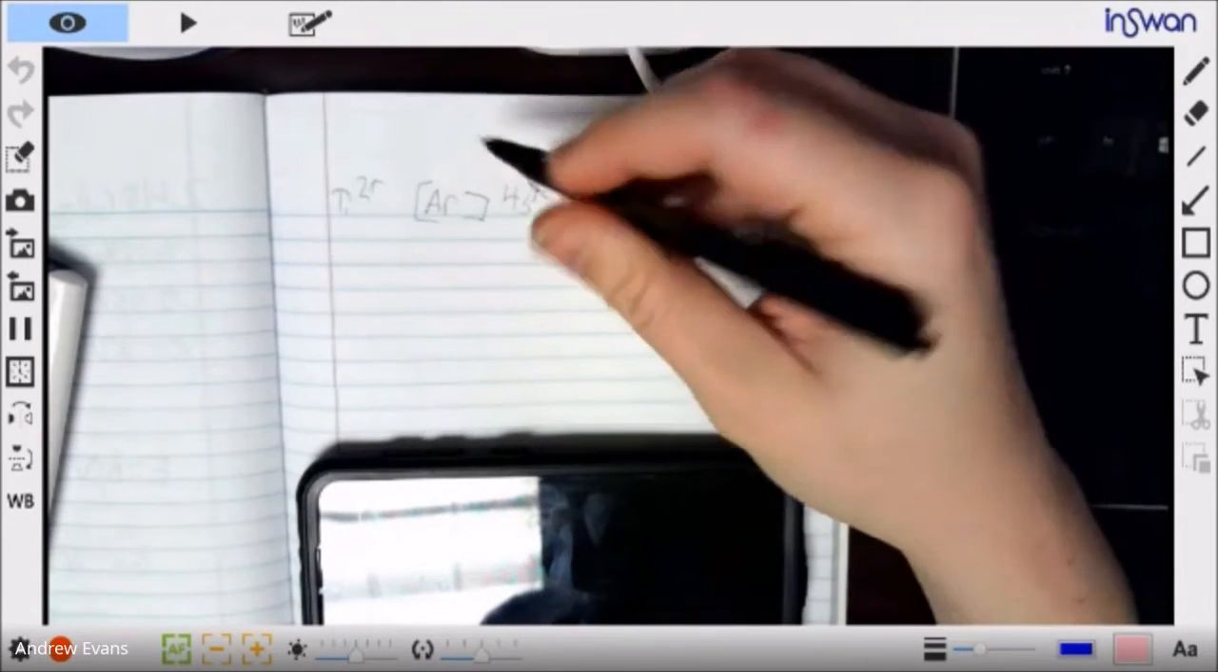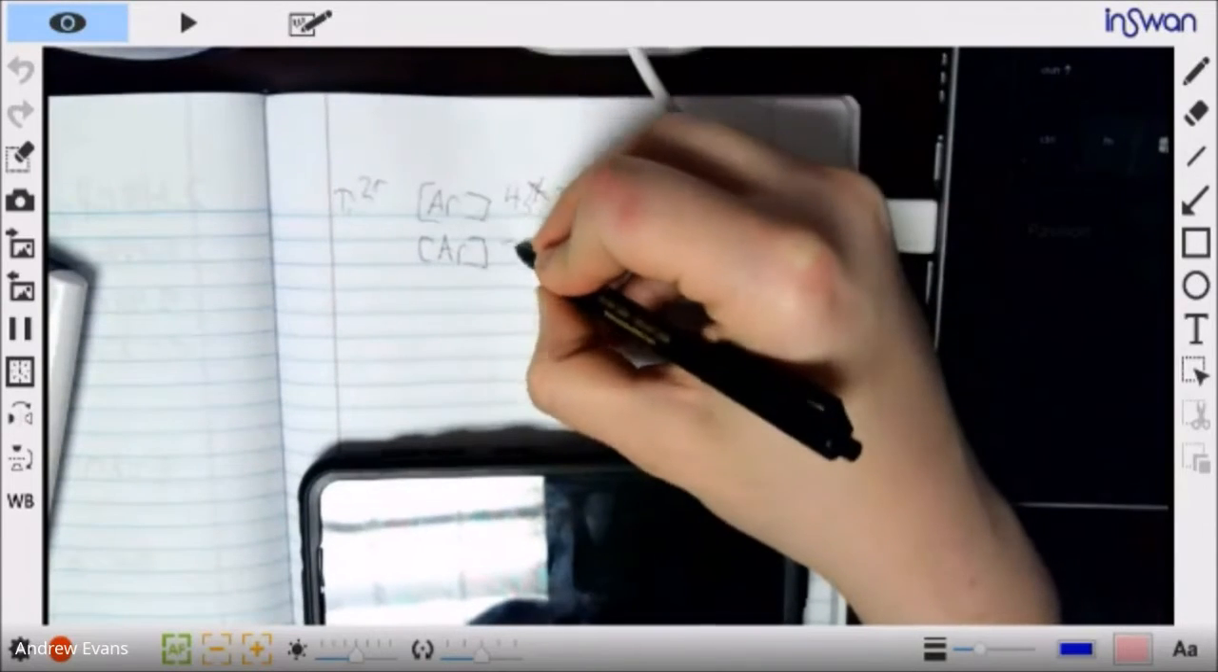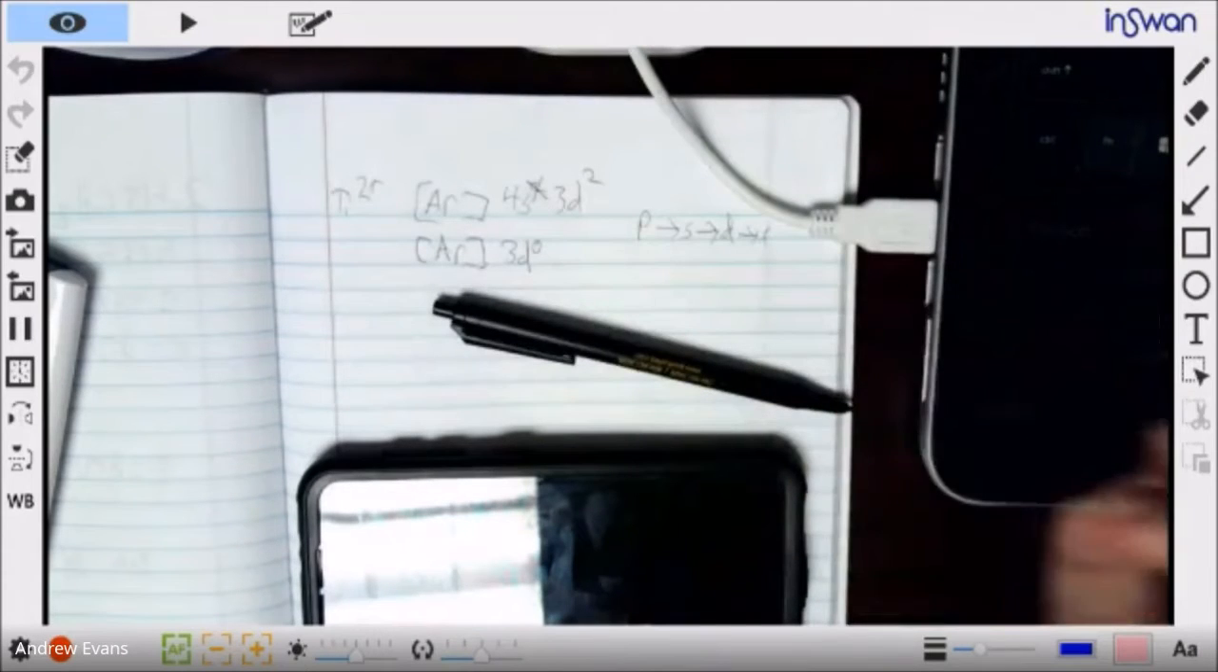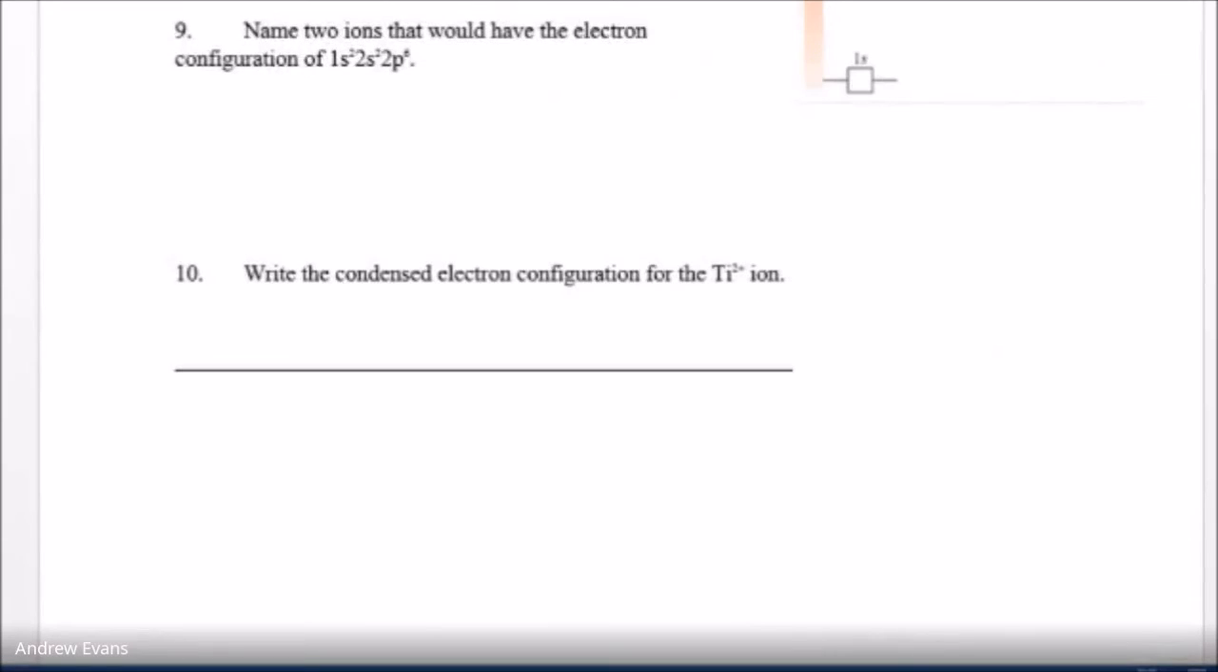So the correct answer would have been argon 3d0. Had you given me titanium neutral, you probably would get half credit. Had you done the full electron configuration, but titanium 2+, you would have gotten maybe half credit. Remember, we remove P, then S, then D. So had I said 4+, I would have then removed the 3 Ds, and I would have been down to just argon.